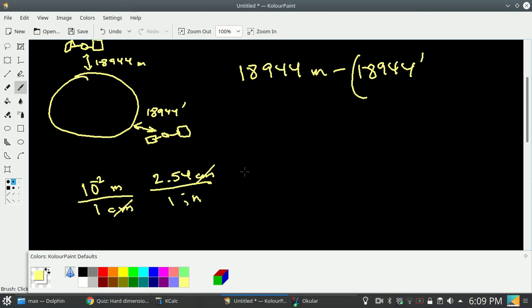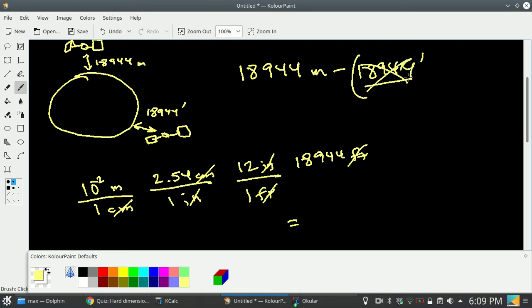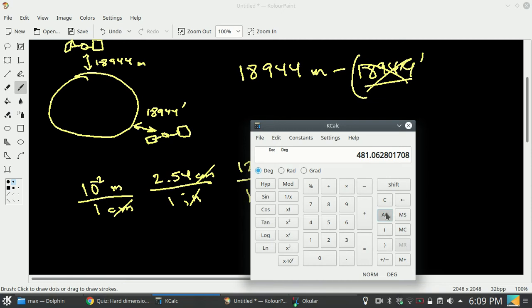I'm just getting rid of stuff here. And I know that there's 12 inches in 1 foot, and I've got this many feet, 18,944 feet, right? So that will give me this number in meters. So I'm going to replace this number with meters. Let's try Alexa again. Alexa, what is 0.01 times 2.54 times 12 times 18,400? Oh, I messed it up. All right. Never mind. Alexa, stop. Okay, so 0.01 times 2.54 times 12 times 18,944.